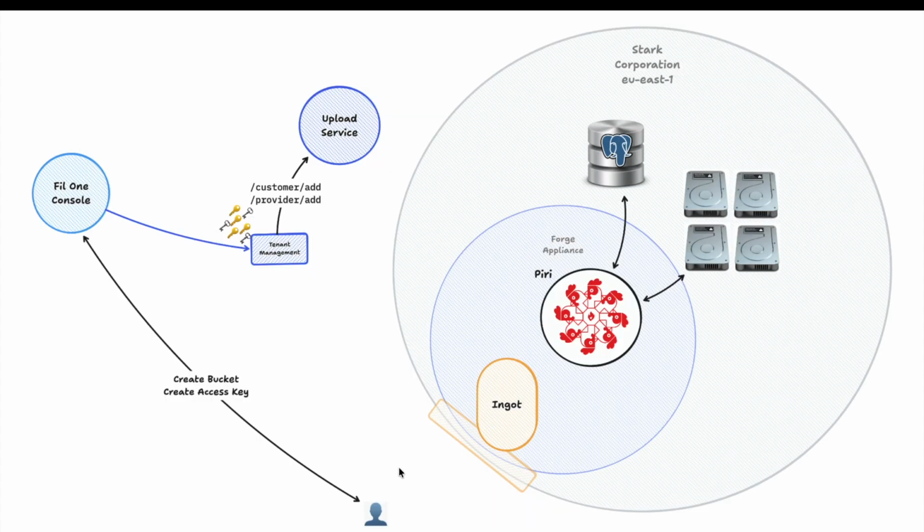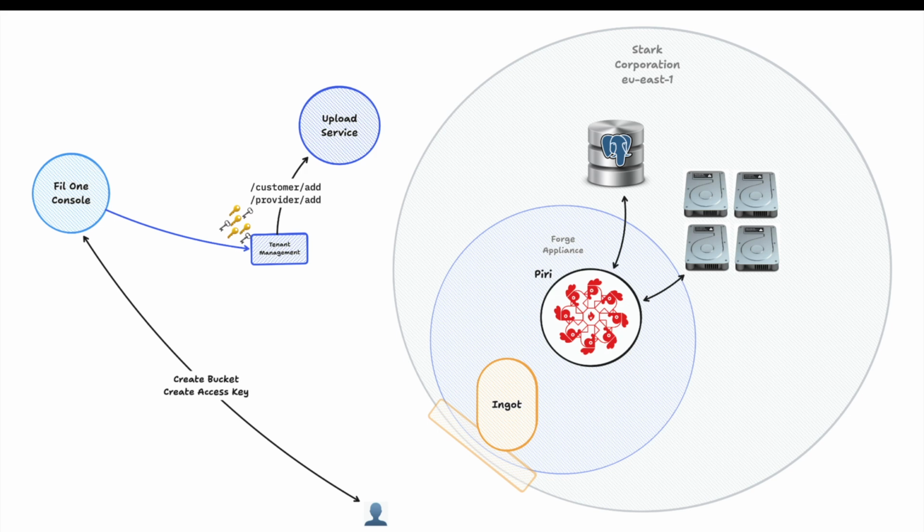So what happens is we've got users and they log into the Fil One console as usual. They create buckets and access keys, and as usual, when that happens, these requests are forwarded onto a tenant management API service, which we're running, and this is the Forge tenant management service, and we like to call this the HILT.